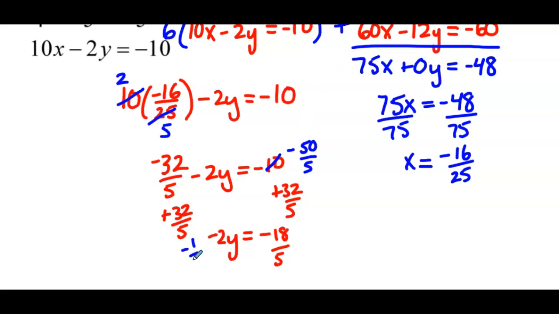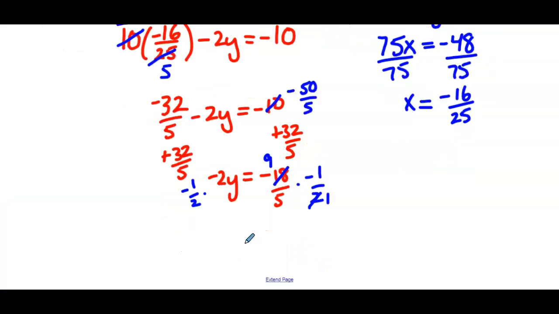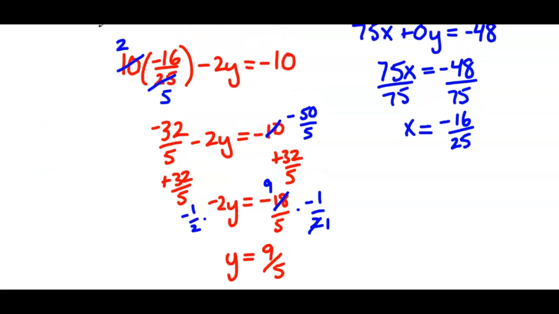Multiply both sides by negative 1/2. So the 18 and the 2 simplify, 9. So that means that y equals negative 9 times negative 1 is positive 9 over 5. So our solution is negative 16 over 25 and 9/5.